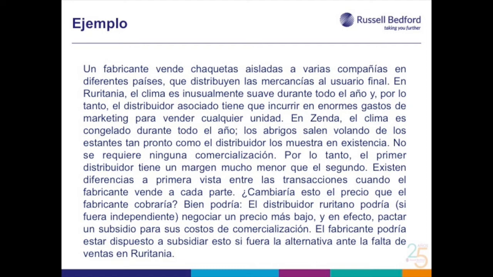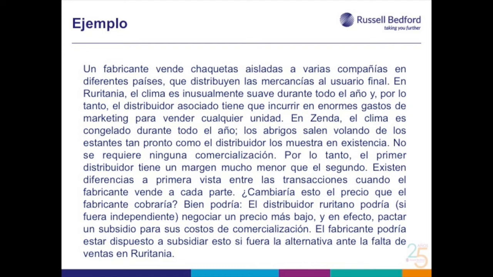So you've got a company that sells insulated jackets. So it sells them into lots of different markets. In Mauritania, mild climate, people don't really need insulated jackets. So anybody who is acquiring those assets as a distributor has to incur enormous marketing expenditure in order to encourage people to buy the jackets. In Z, the climate's freezing all year round, as soon as anybody gets stock of these jackets, they are sold quickly. They don't actually need to do any marketing at all. The first distributor, just on a very basic premise, will have a lower margin than the second because they are incurring the marketing costs. And so there is a difference between the transactions when the manufacturer sells to each party.